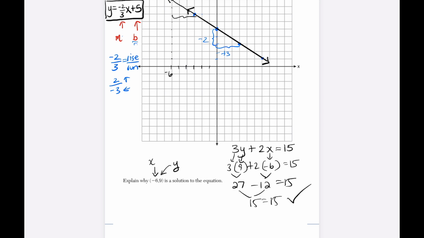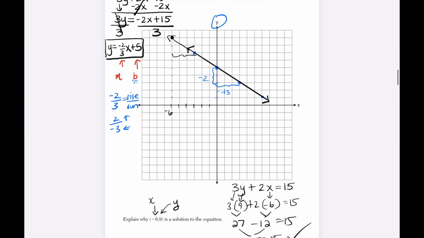So there's always an algebraic way and a graphing way when it comes to linear equations. So you can say algebraically, the point makes the equation true, or graphically, the point is on the line.